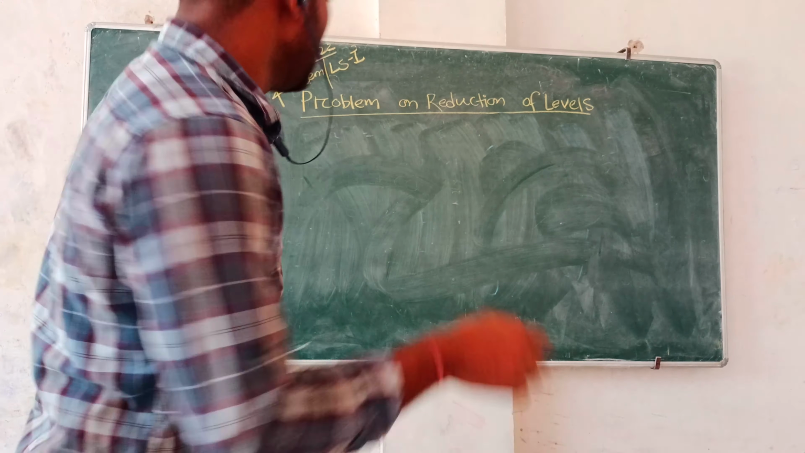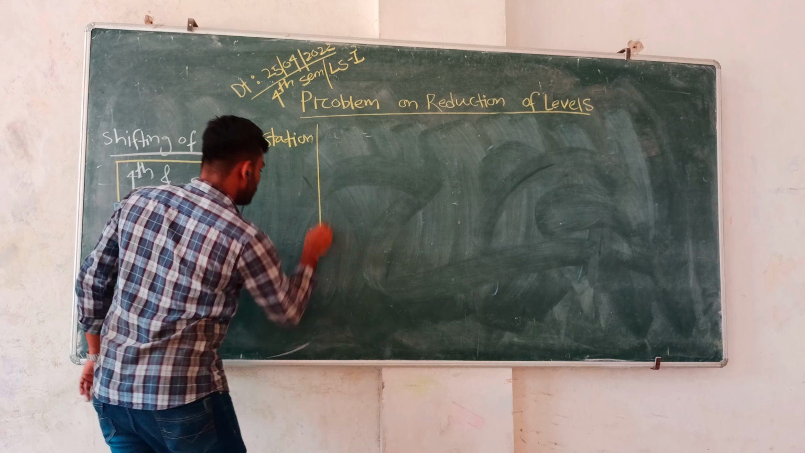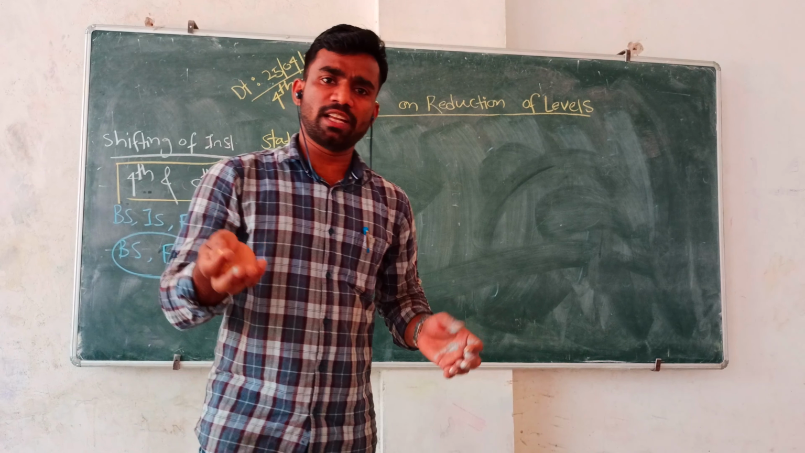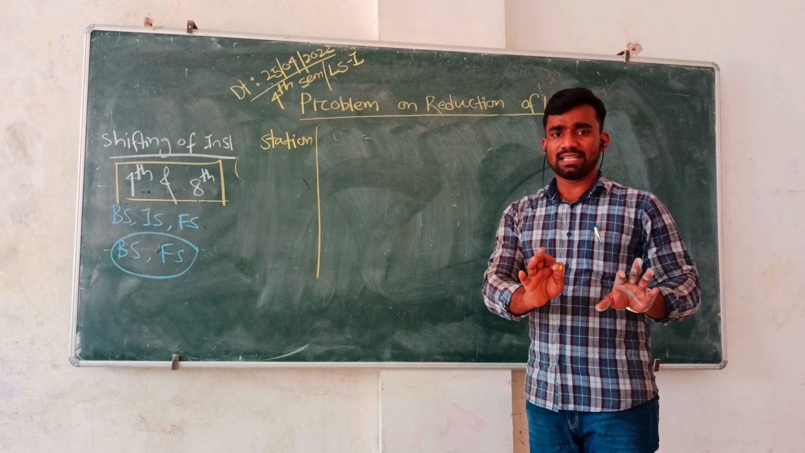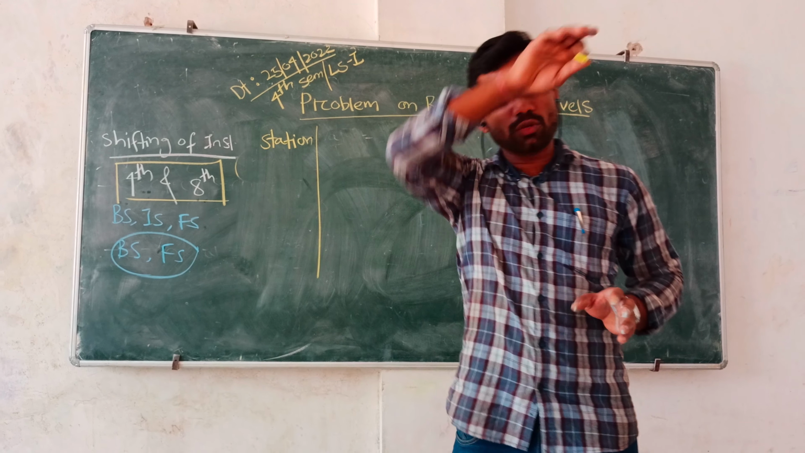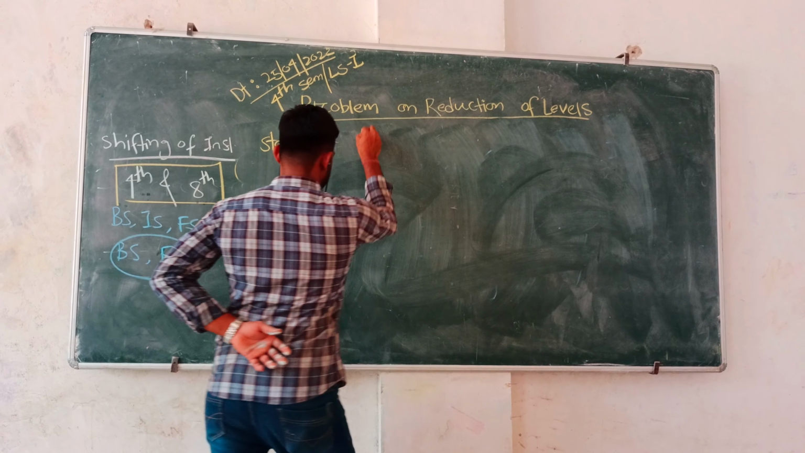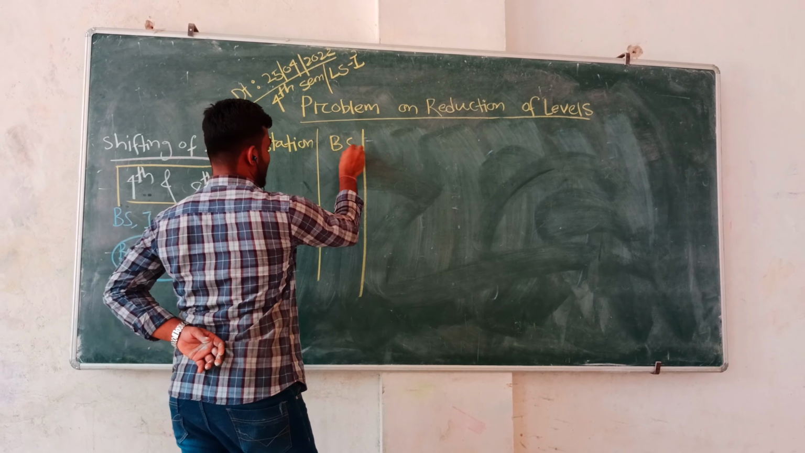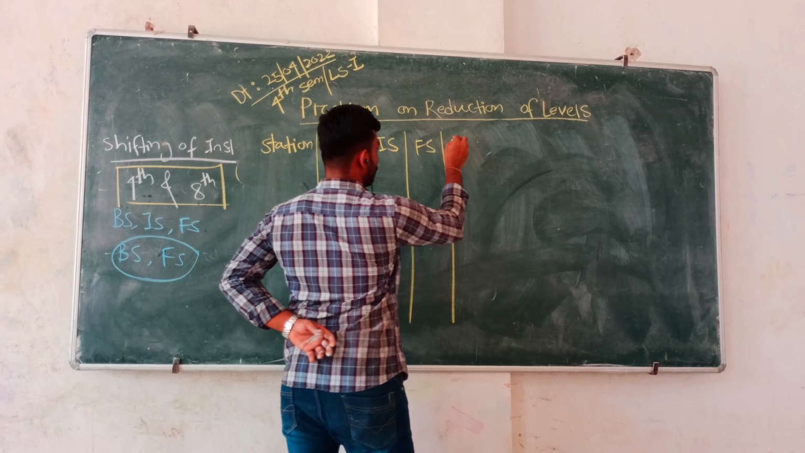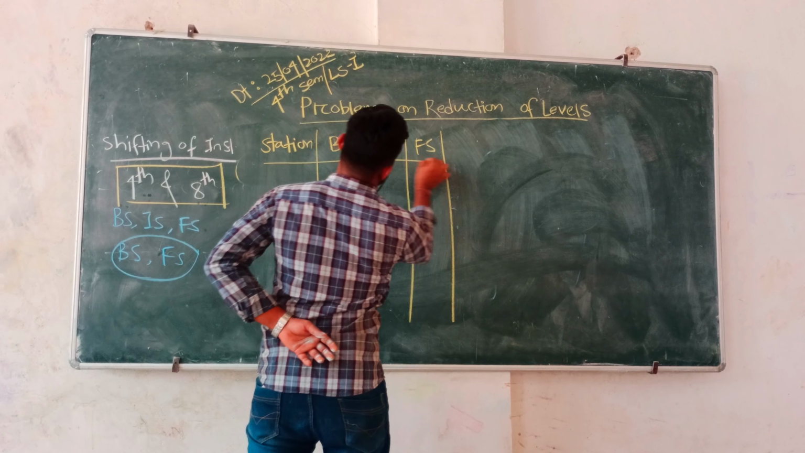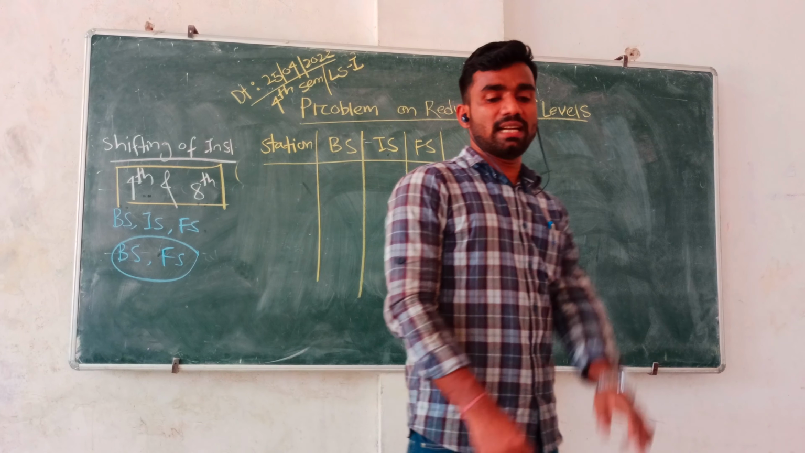When I prepare the table, the first column is the station. Next, you can include the chainage if it is given in the question paper, at 20 meter interval. Otherwise, if you don't write chainage, it is also fine. If the chainage is 20 meter, then you can write 0, 20, 40, 60, 80, a 20 meter difference. So let's keep this point. Then back side, intermediate side, fore side, where you note down the data.